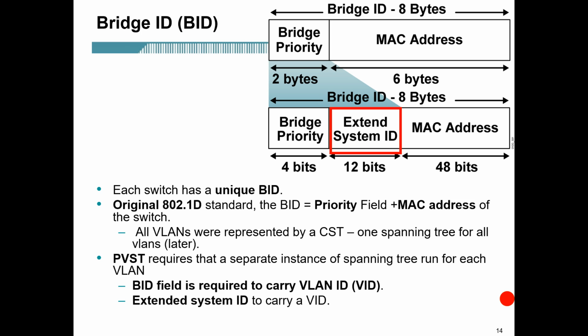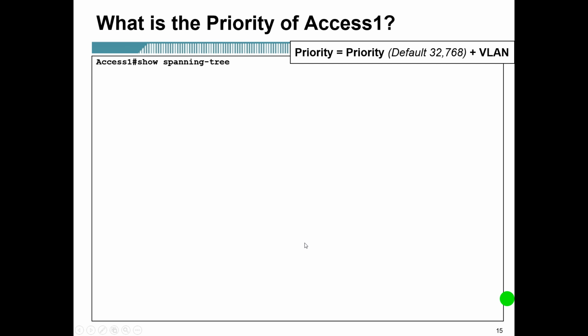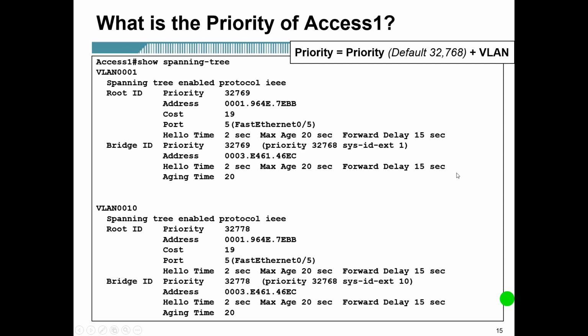So part of that PVST is we now have to have the BID carry the VLAN ID, or the VIDs. And that extended system ID will carry our VID. So our BID now is broken up into bridge priority and the extended system ID, which will carry our VLAN IDs. So what's the priority of one of our switches?